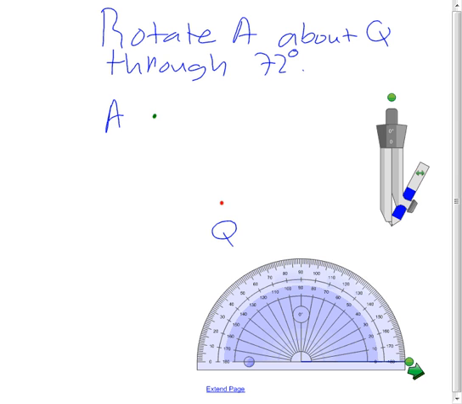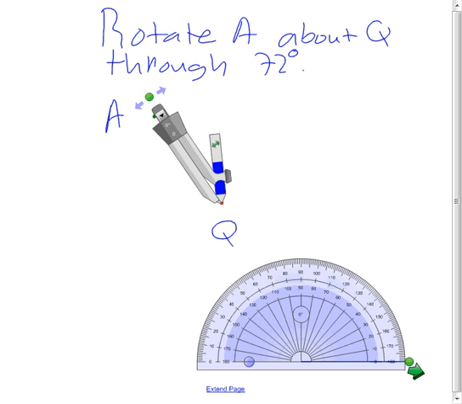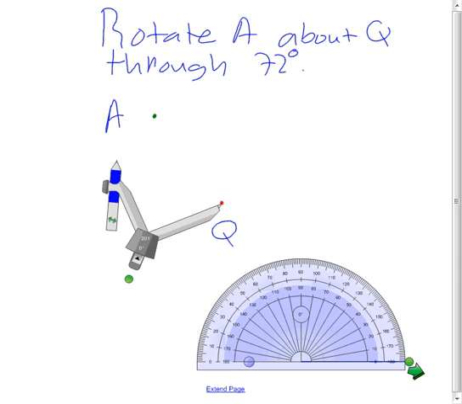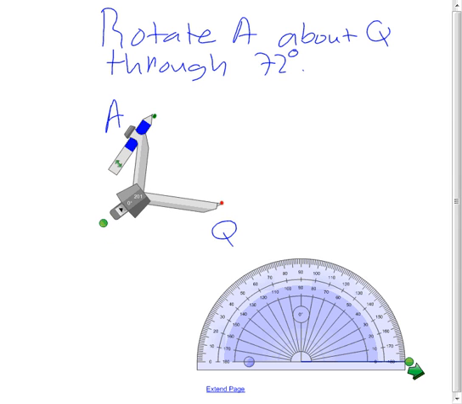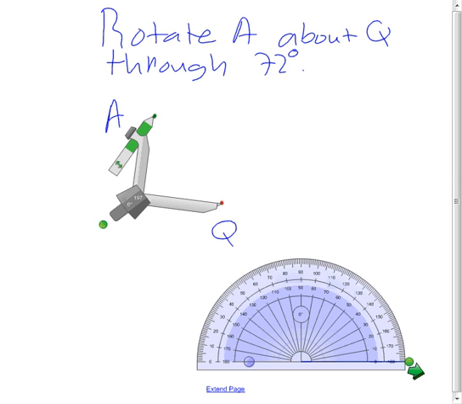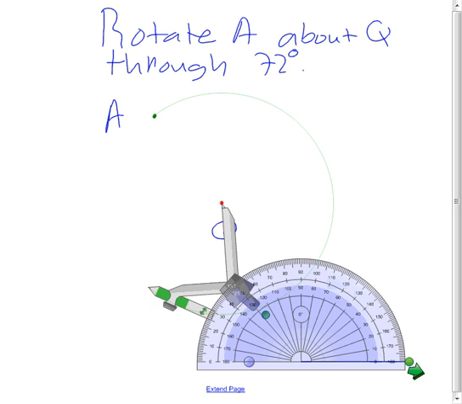First of all, a rotation follows a circular path, okay, and around a center point. So Q is my center point. So when I rotate A, it's going to end up somewhere on a circle with Q as a center and A as a radius point. So A prime is going to be somewhere on this circle.